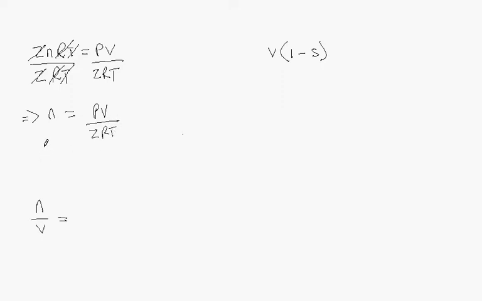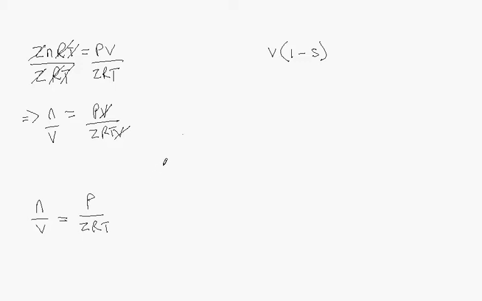And then the next step, we want to actually have n divided by V on the left hand side. So if we now divide both sides of the equation by V, we'll see that these V's on the right cancel, leaving us with n divided by V equals P upon ZRT.